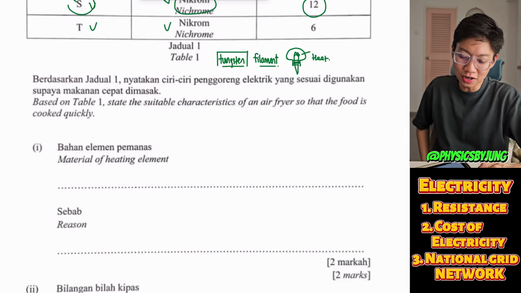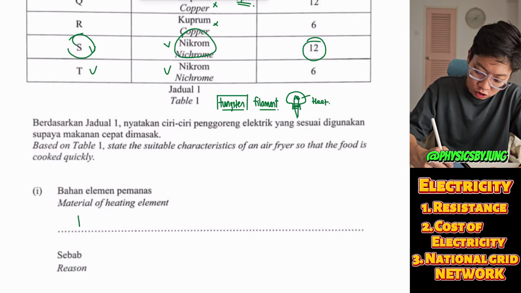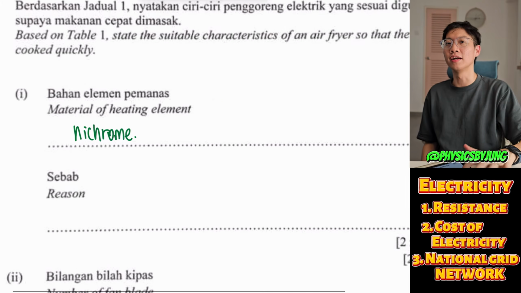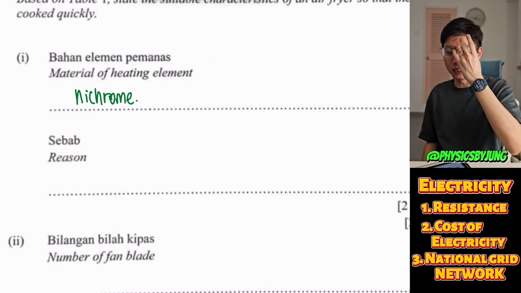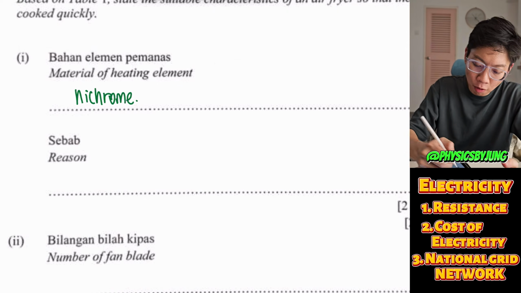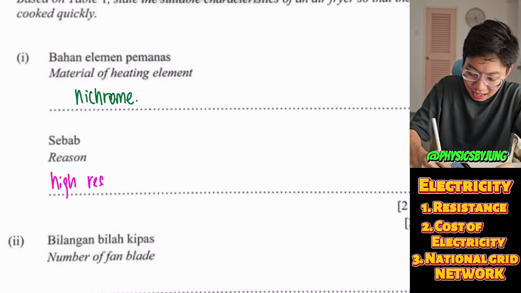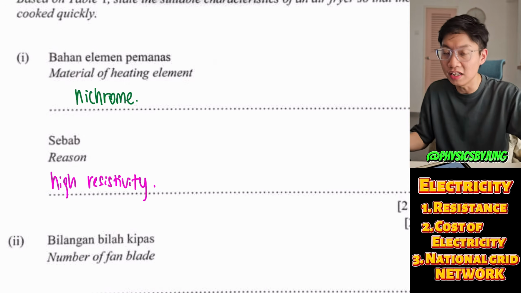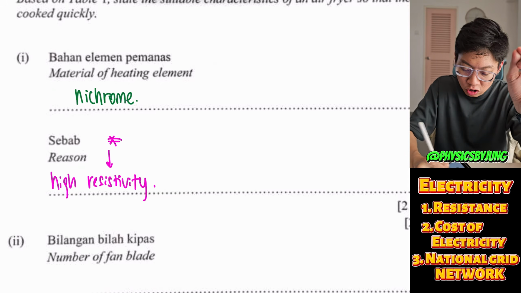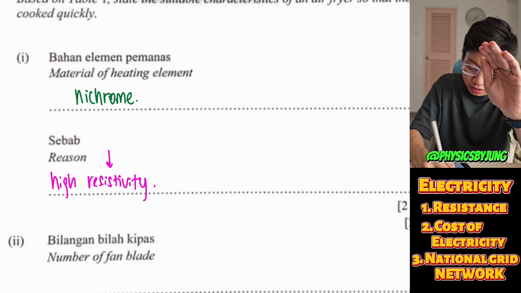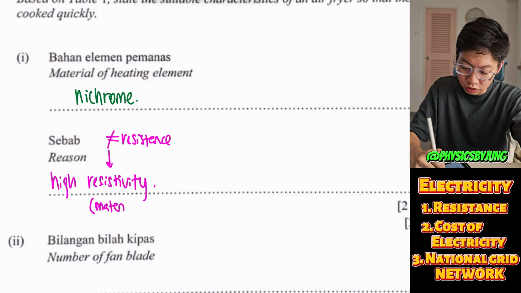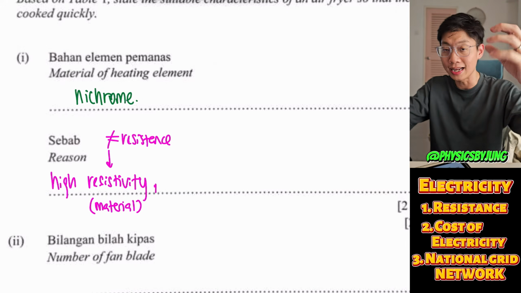Okay, so let's quickly look at this one. So the material of the heating element. My choice here will be nichrome. So why? How can we explain this? Okay, guys. If you write high resistance immediately, sometimes the schema answer doesn't want that. You are supposed to say that because it has high resistivity. Please guys, take note that resistivity is not the same as resistance. It is related, but it's not the same, because resistivity usually refers to the material. So we need to say that it has high resistivity.